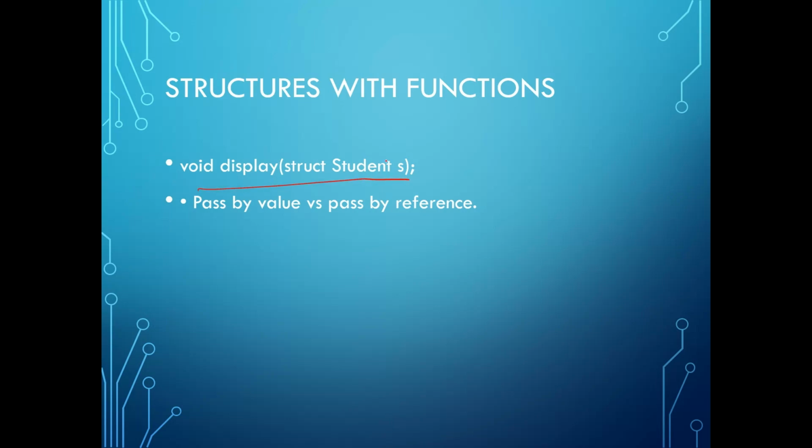Okay. So in embedded systems, we often use pass by reference to save memory because copying large structures can be expensive. So that's why we go for the pass by reference.